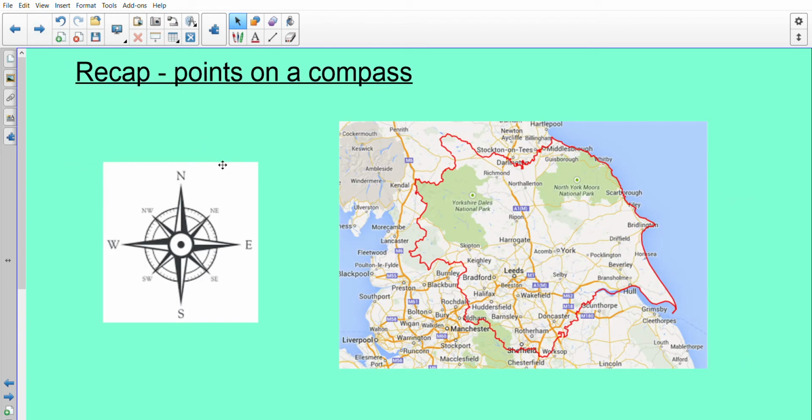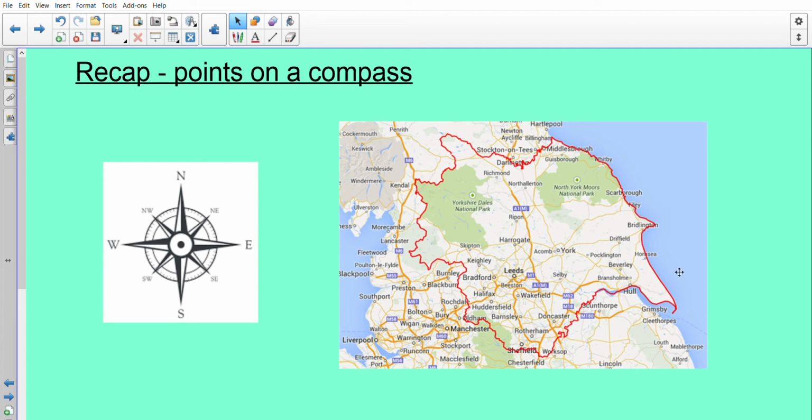For the next bit, we're just going to first recap a compass. A compass is something that tells you where things are on a map. We've got north is at the top, south is at the bottom, east is to this side, and west is to this side. But we've also got northeast is facing this way, southeast that way, southwest that way, and northwest that way.